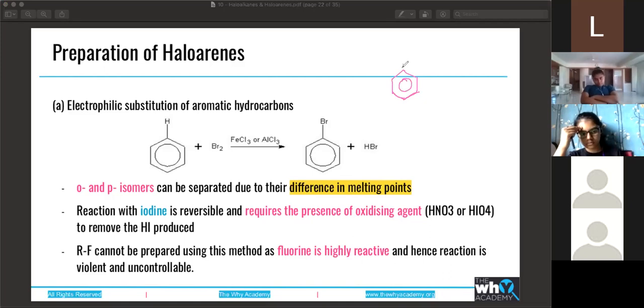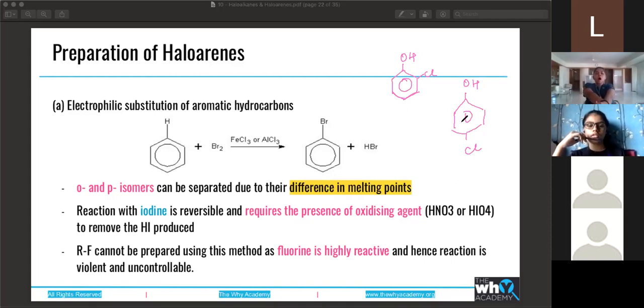So that is the reason. Let's say you have hydrogen bonding, let's say OH and Cl, and you have OH and Cl. Now, what do you think is going to happen between ortho and para isomers? What's the difference between ortho and para isomers in terms of their hydrogen bonding?